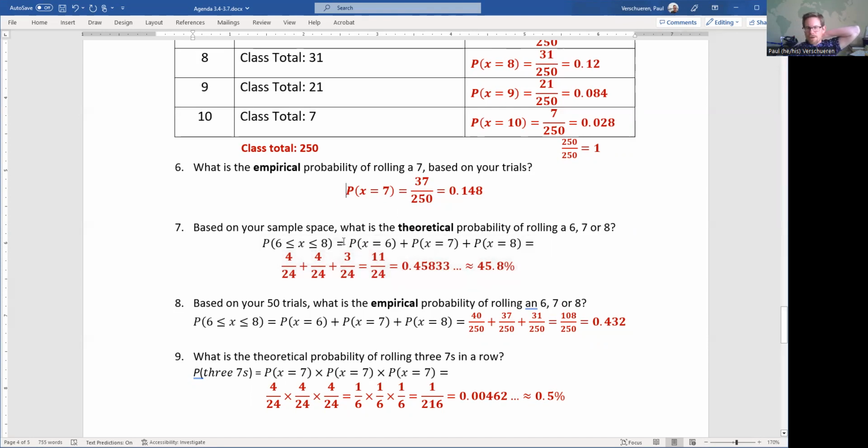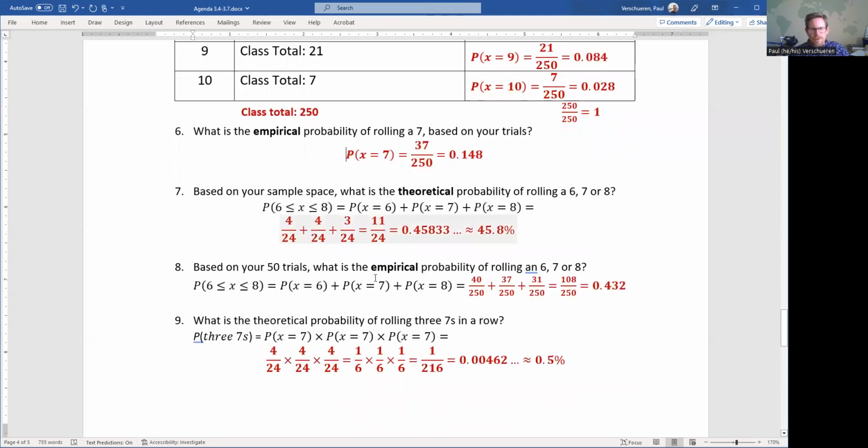So notice when we talk about this or this, one event or another event, addition is what's used. And that was for the theoretical probability. The empirical probability is the same idea, that we take the empirical probabilities and add them together. 40 out of 250, and those are the actual rolls. 37 out of 250, 31 out of 250. The class collectively rolled 108 6s, 7s, and 8s out of the 250 rolls. So that's about 43.2% of the time. Again, the theoretical and the empirical very similar, even though they came about in different ways.